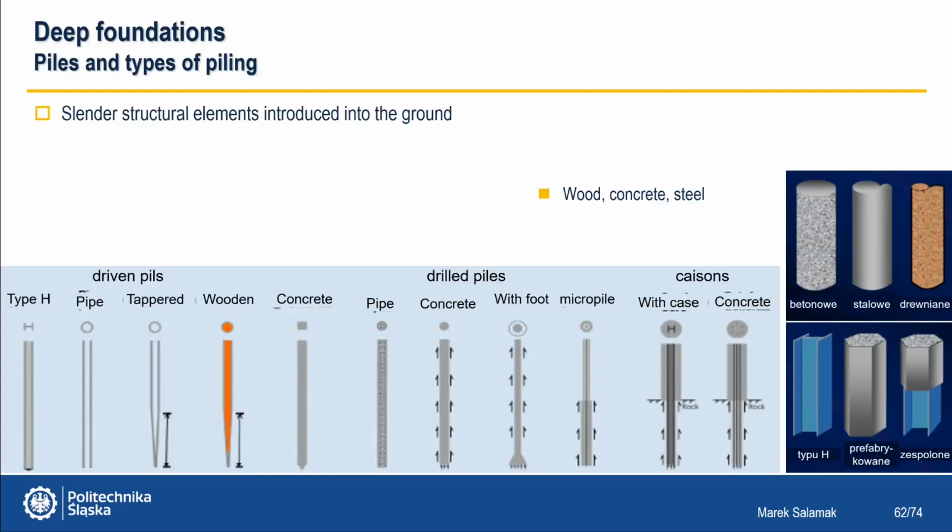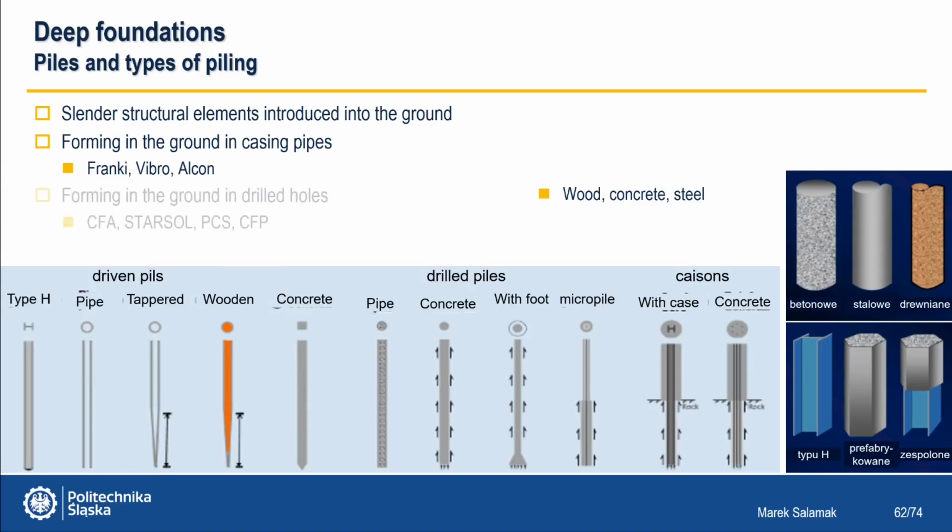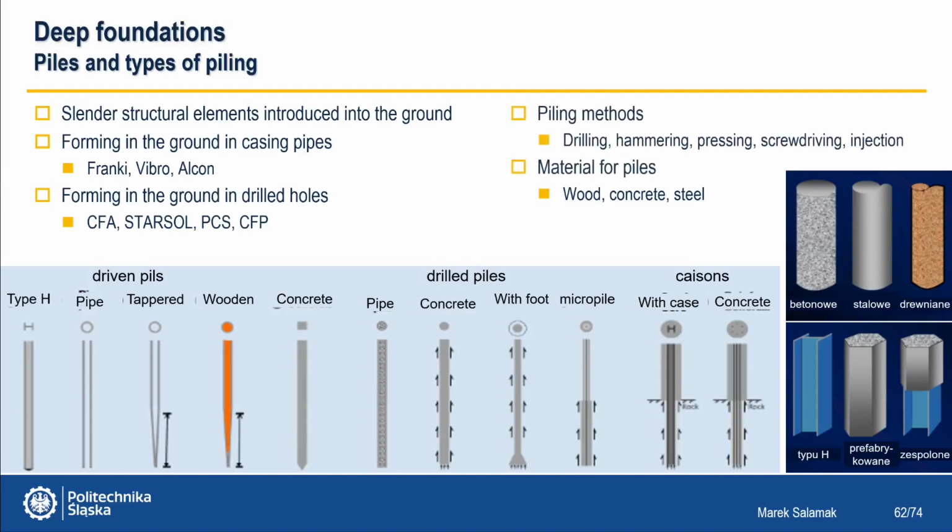As I said before, piles are slender structural elements that we introduce into the ground using various methods. They can be formed in the ground in casing pipes such as Franki, Vibro or Alcon, or molded into the ground in drilled holes. Here we have CFA, Starsol, PCS or CFP methods. We can also use other methods of piling by drilling, hammering, pressing, screwing, or injection.